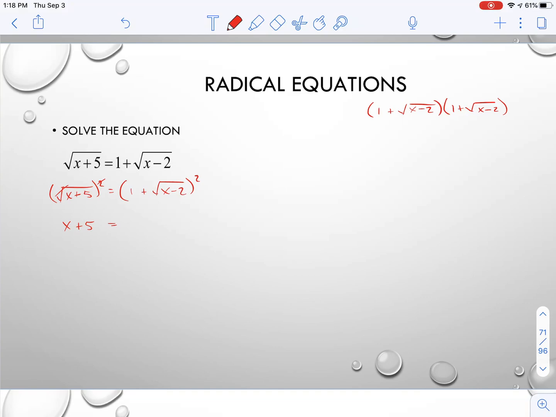When I do that, what we're going to end up with is 1 plus 2 times the square root of x minus 2, plus the square root of x minus 2 times the square root of x minus 2, or simply plus x minus 2. So at this point, I'm going to try and move all of my terms over to the left. I have an x here and an x here. I'm going to subtract x on both sides, and actually in this case, the x is going to go away.